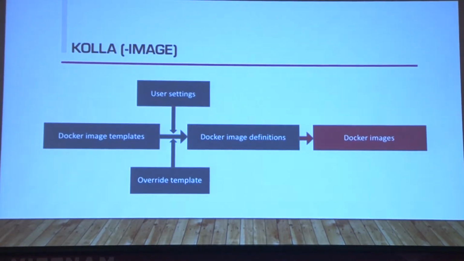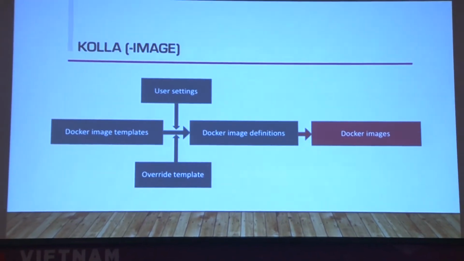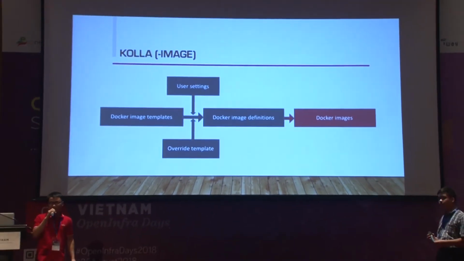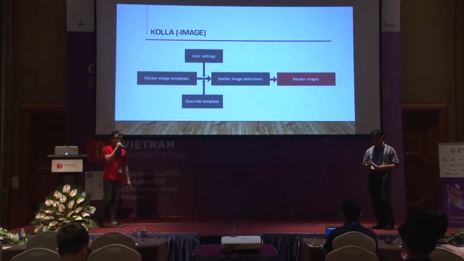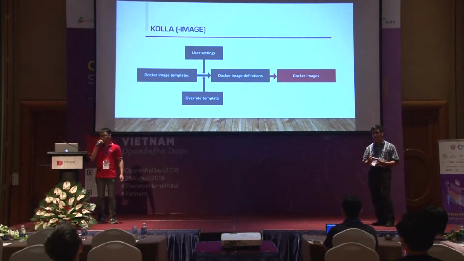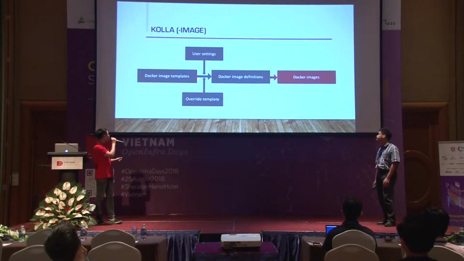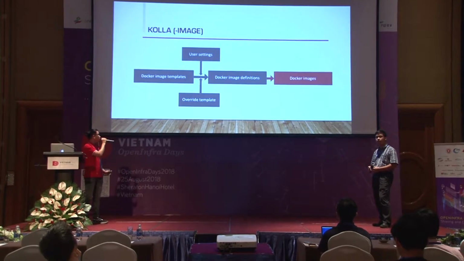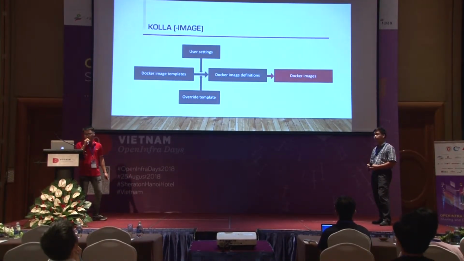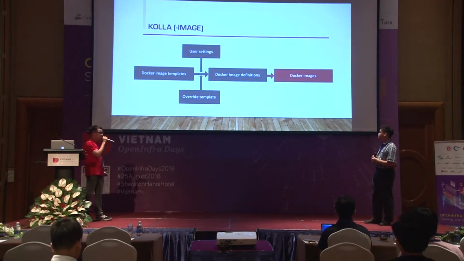The first sub-project is Kolla image. As you know, for a Docker image we need a Dockerfile, and Kolla image provides some ready Docker images for OpenStack services, and users can flexibly customize their Dockerfile. Kolla image uses Jinja templates in its Dockerfile, making the Dockerfile a Docker image template that users can easily override and add their own settings to, to have a Docker image definition that follows the demands of the users.